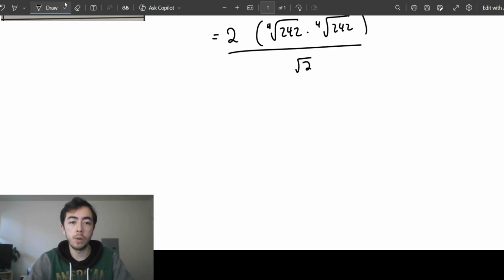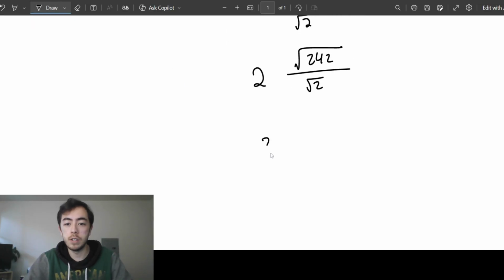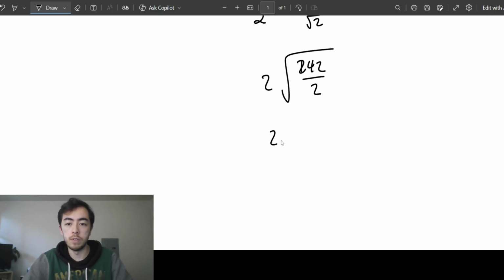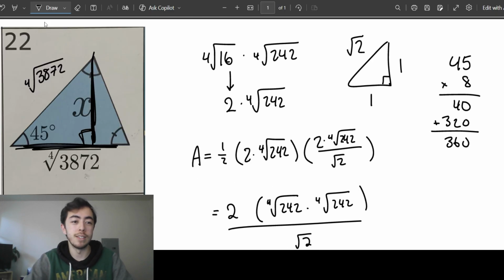Just instead of 2 fourth roots, we could just call it the square root of 242, still divided by that root 2. I'm just moving this 2 wherever I want for now. And then with square roots in a fraction, instead of doing a ratio of square roots, you're allowed to do the fraction first, and then square root that. 242 divided by 2 is 121. And then 121 is the square of 11, or in other words, the square root of 121 is 11. Multiplying these together, we do get 22, and that is today's date and the area of our triangle.